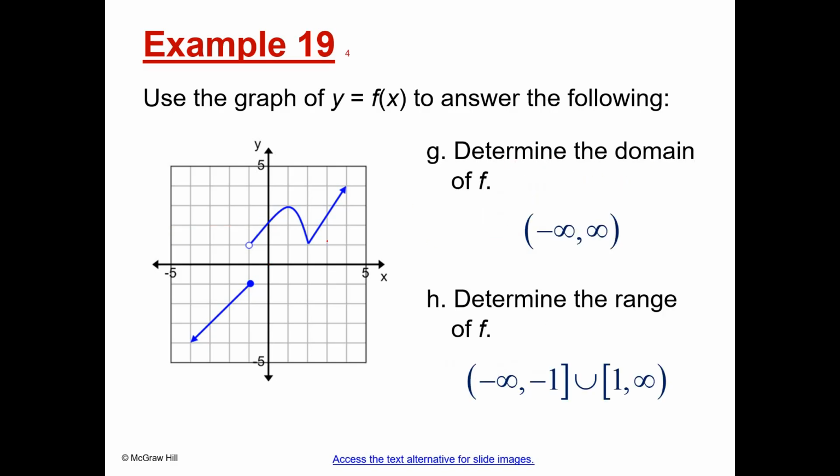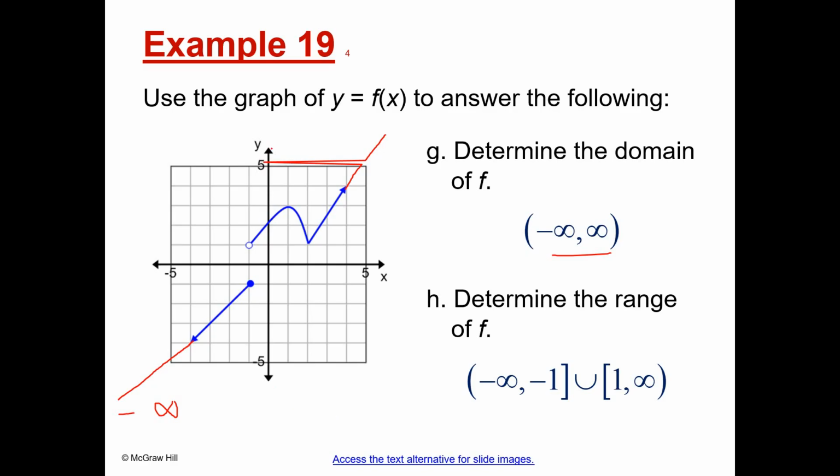Determine the domain of f. The domain. This function has an arrow, which means it extends to minus infinity and then goes to infinity. So we're going to write the domain is minus infinity to infinity, and it takes all the values. For the domain, we look at the x-axis, and this function takes all x values in the domain. This is minus infinity to plus infinity.